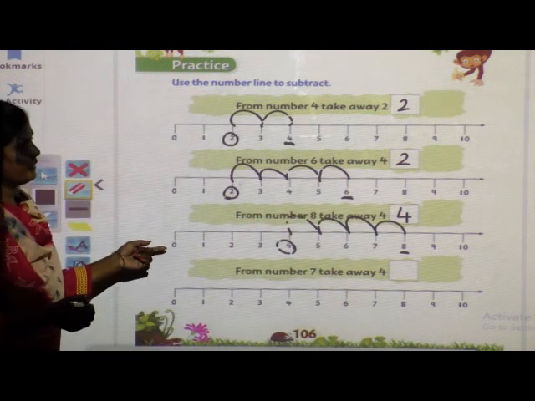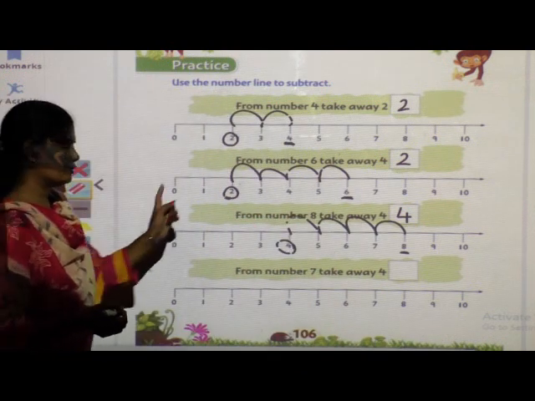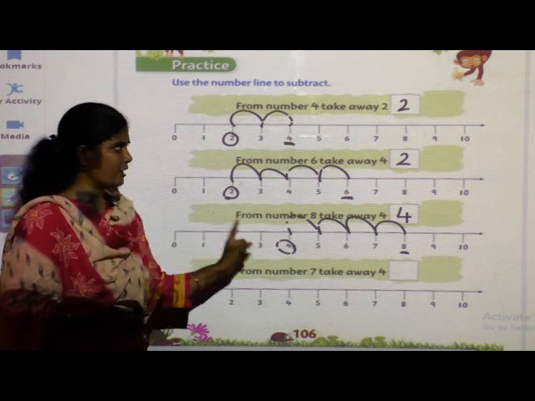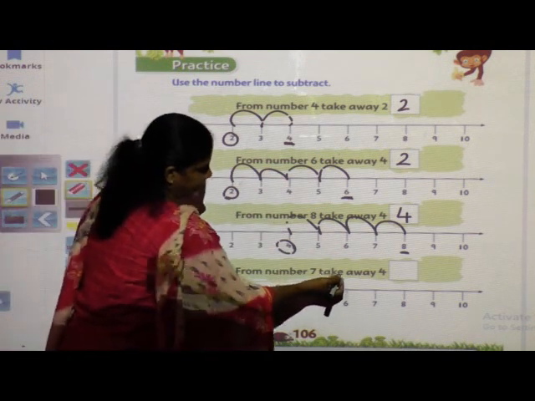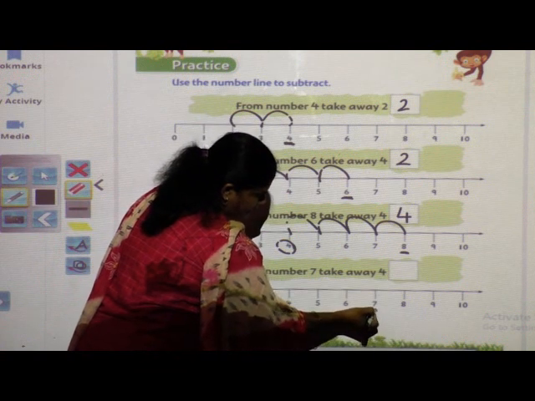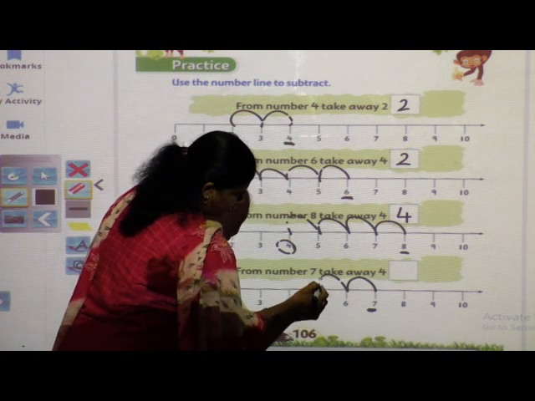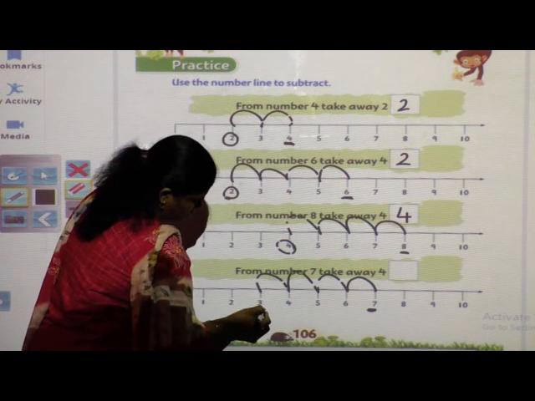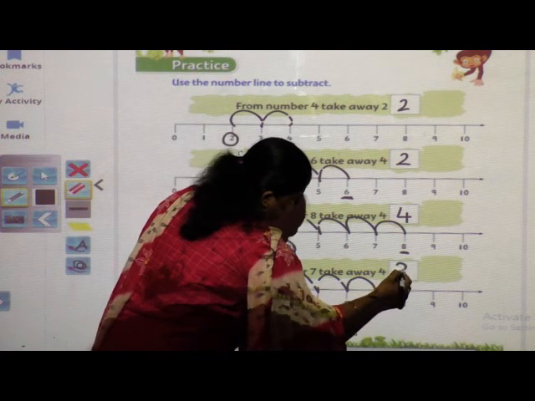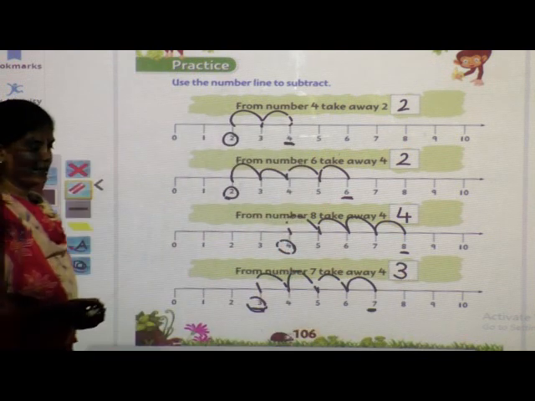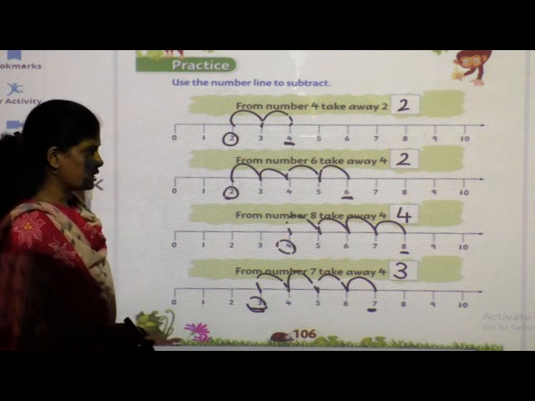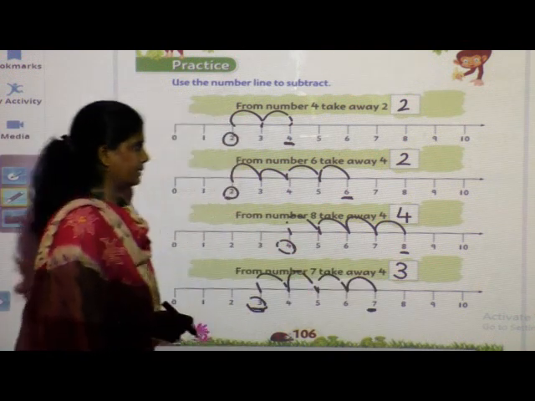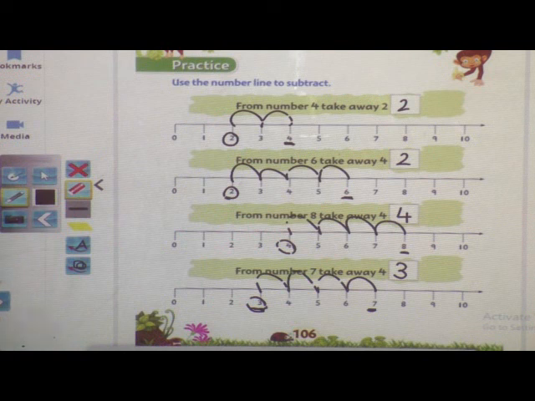Got it? We already learned this in addition, but there we were going forward, and now in subtraction we have to come backward. From number 7 take away 4. Number 7 is here. Take away 4. 1, 2, 3, 4. So the answer is 3. Got it? And if you want to cross check, you can count on your fingers also, and then you can check the number. I will wait for a minute just to complete that.